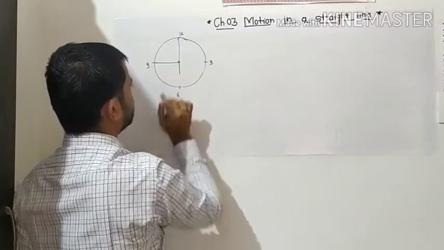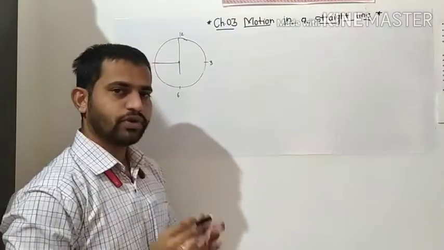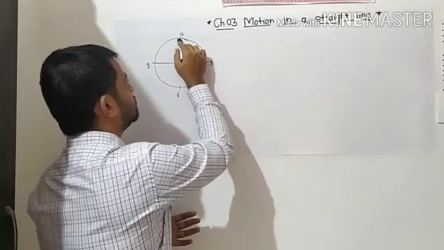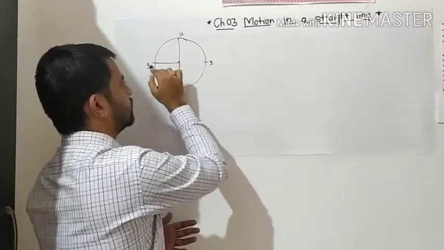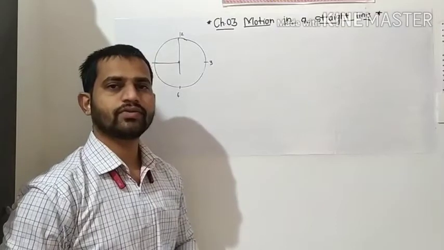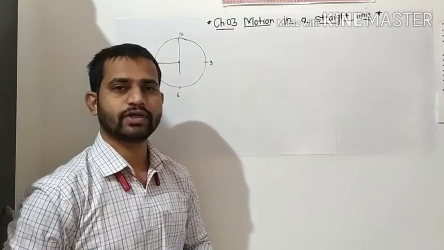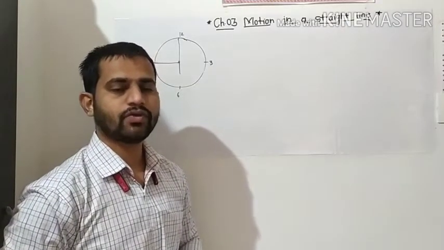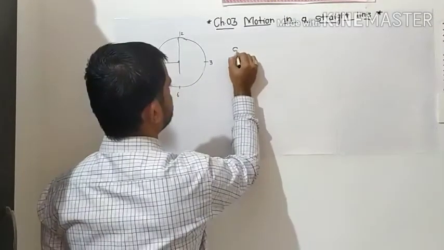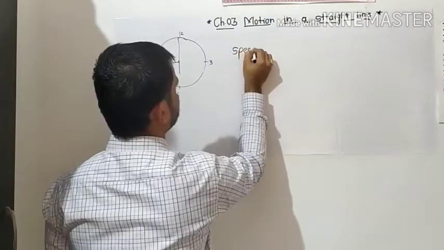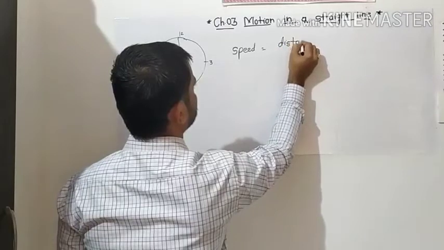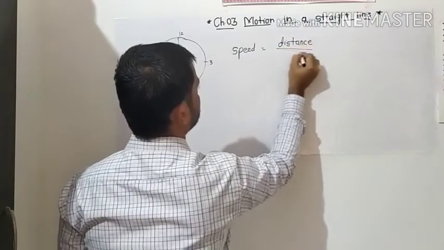This is the hour hand. So your minute hand is traveling from this place to this place. During this, how much is the distance covered by that minute hand? We have to calculate this if we have to calculate the speed. So how can we calculate the speed in this case? The speed is equal to distance upon time.